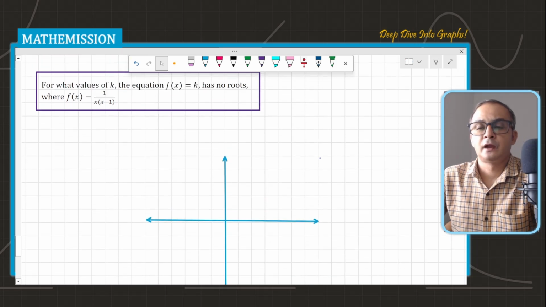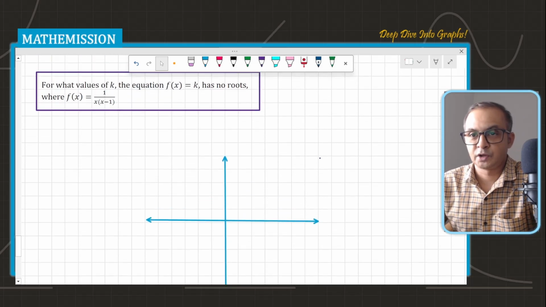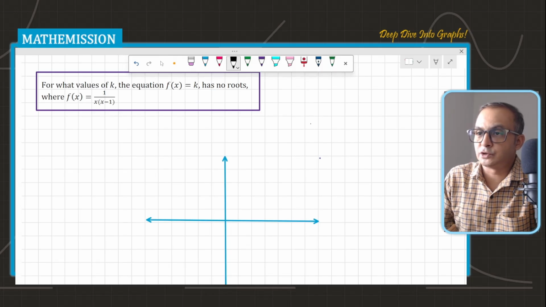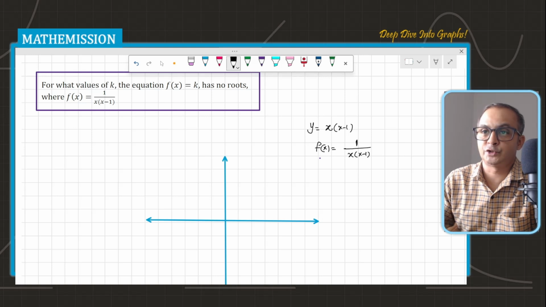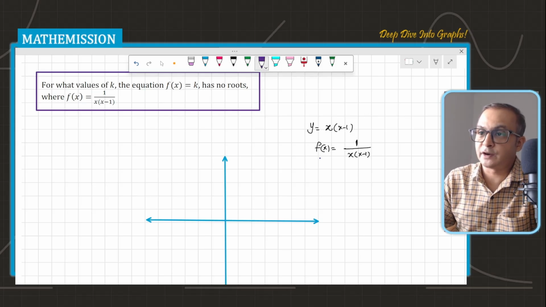Let's do one question and then we will go for the rational. The question is, for what value of k does the equation f(x) equal to k have no roots, where f(x) is 1 by x(x minus 1). So let's try to solve this whole question graphically. My intention is to first draw the graph of y is equal to x(x minus 1), and then draw the graph of its reciprocal, and then think from where to where k is not going to give any solution.